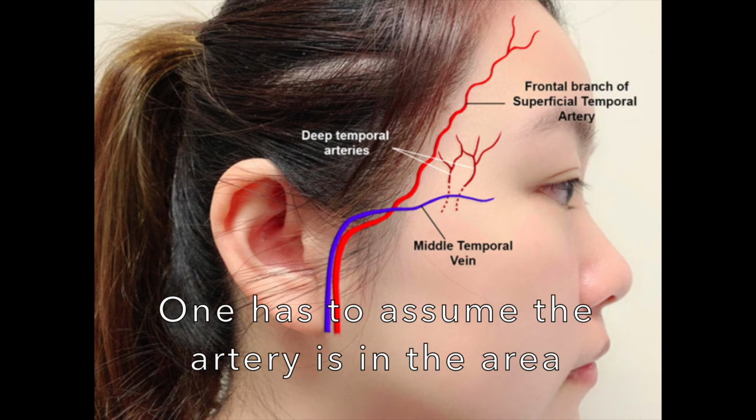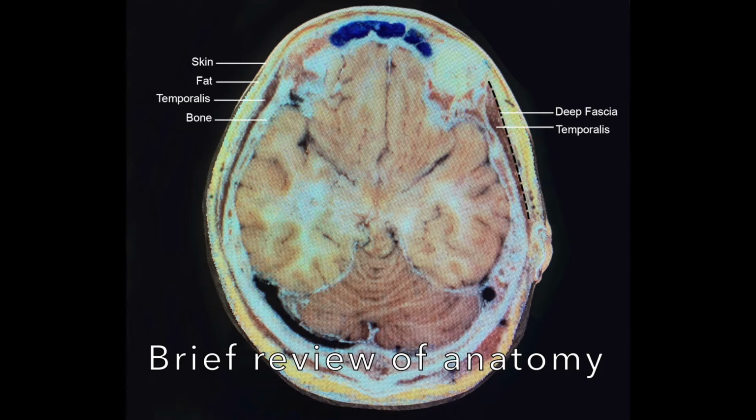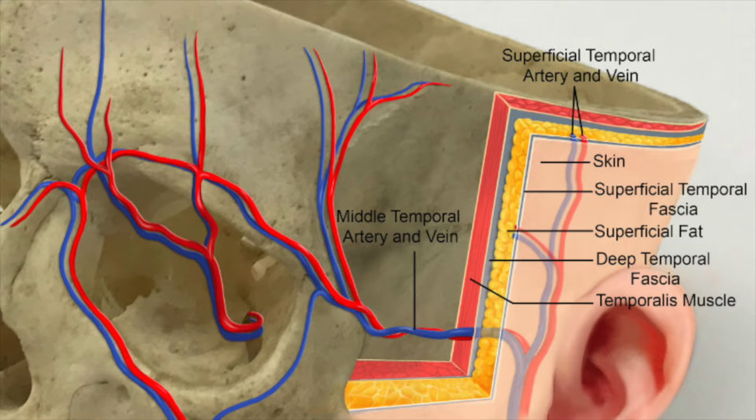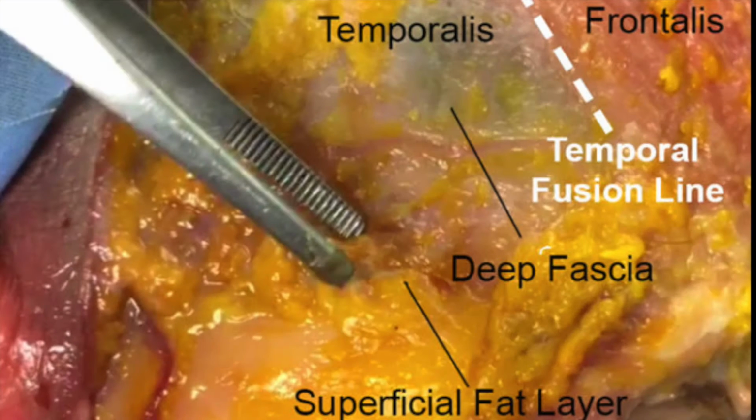There are, of course, anatomical variations, but one has to assume that the course of the artery is within the area of injection. The three different planes have their advantages and disadvantages. Let's revisit the anatomy briefly. The layers here are the skin, the fat, the deep fascia, temporalis muscle, and the bone. The superficial fascia lies just beneath the skin, and this is where the artery is.